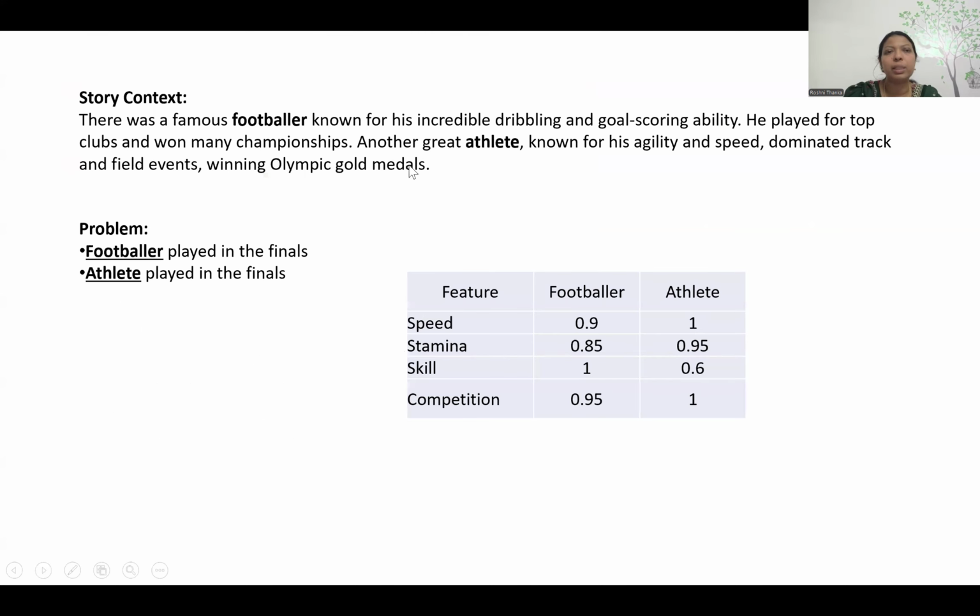So this is another example. I have given a story context here: There was a famous footballer known for his incredible dribbling and goal scoring ability. Likewise, I have a sentence. What the neural network can do, by seeing all these words, is some neural networking. We know that it has an input layer, so it will take all the unique features of this, like the unique words, by which I can build the input layer. So what are the unique words?